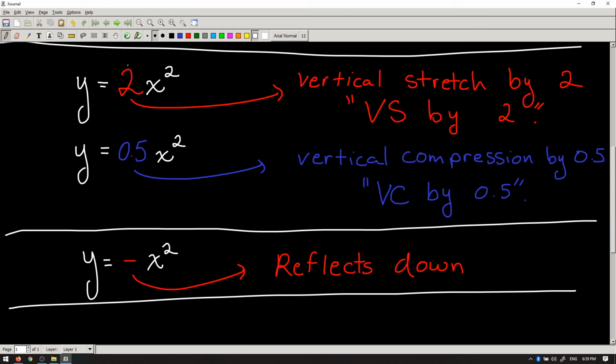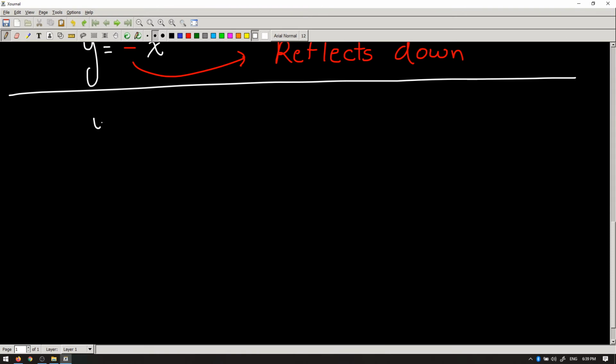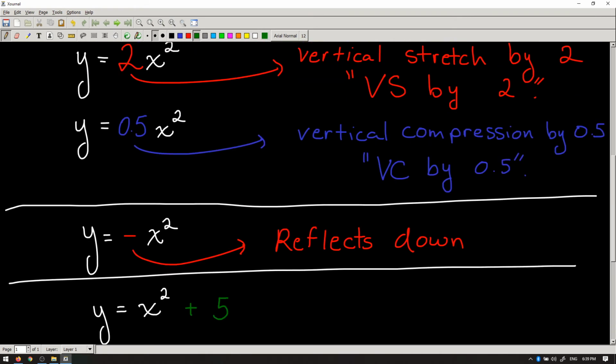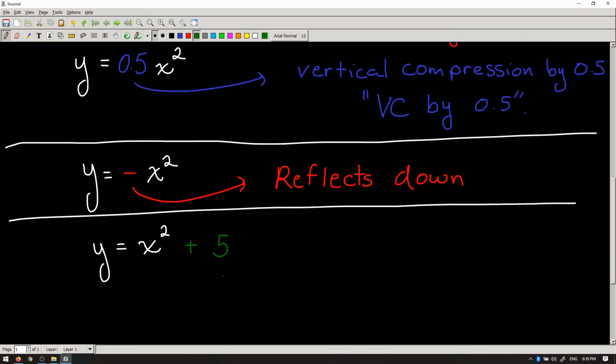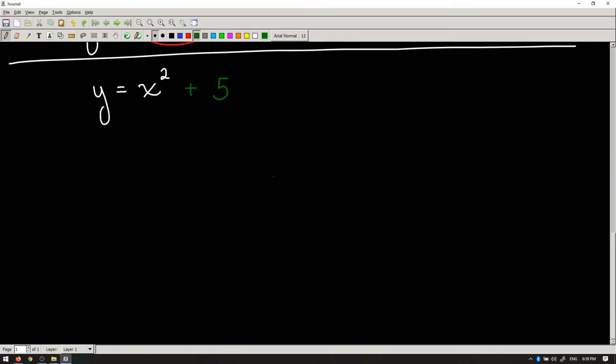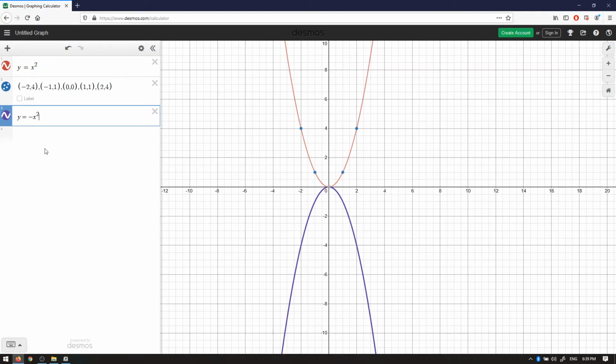So I introduced a 2 right here in front. I introduced negatives. Let's try adding stuff over here. You see, I can have a transformation that looks like the following. Instead of multiplying by 2, in this case, what I'm doing is adding 5. I can do that. But the question is, what does this do to my original base curve? Let's test it out.